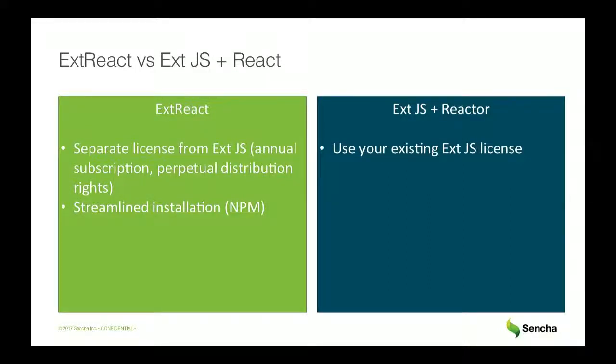ExtReact has a little bit more of a streamlined installation process, one that I think React developers expect, but maybe XJS developers aren't used to. So basically everything gets installed through NPM. All of the components, all of the tooling, everything you need, one command, NPM install, and you have everything. If you're looking to use XJS with React, it's more of a traditional process. So you would download the XJS SDK, you unzip it, and then in your Webpack config, you tell your application where XJS is.